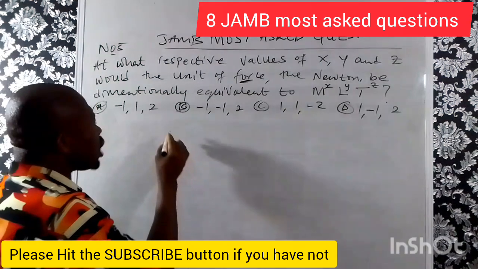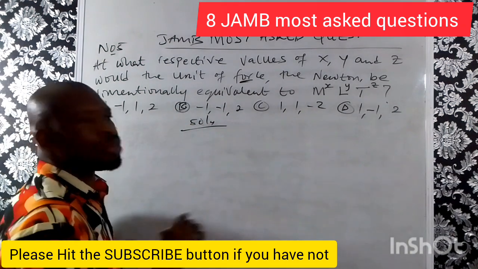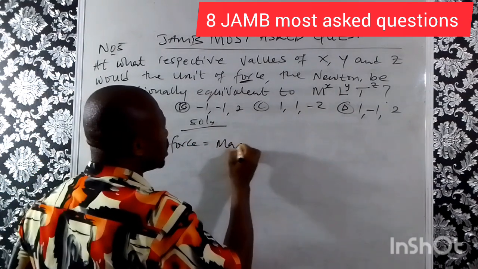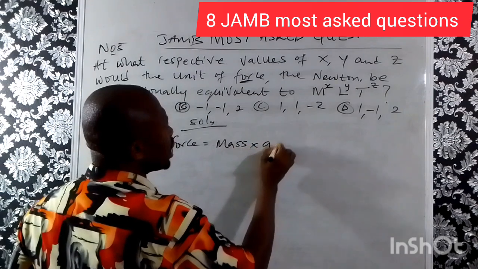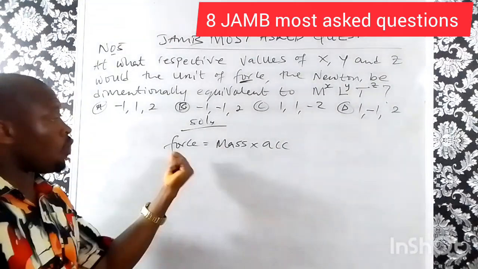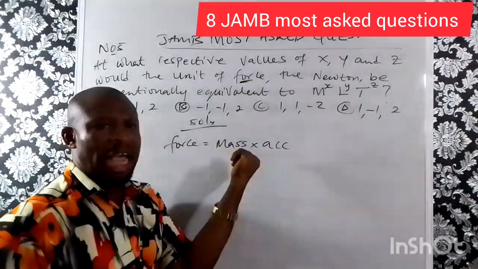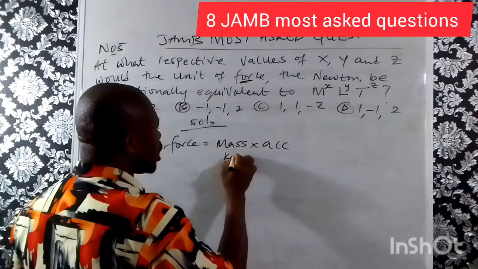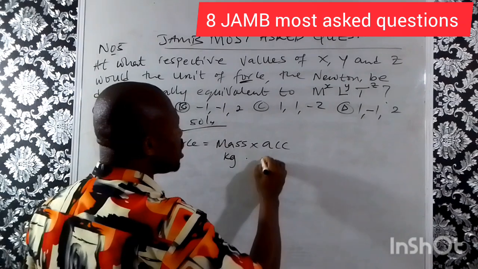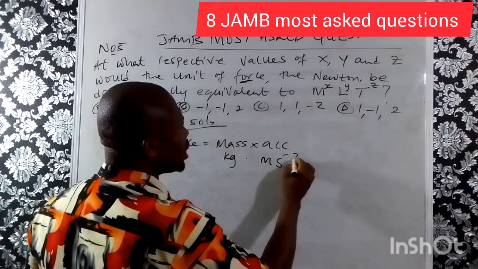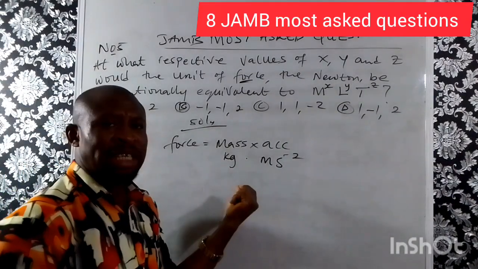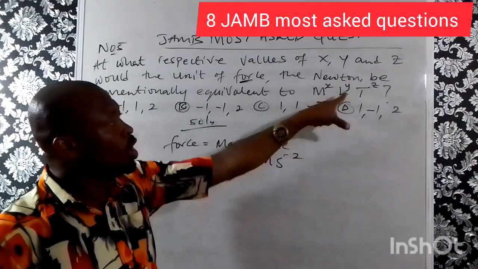Now, in this case, we now have a solution. We have that force is equal to mass times acceleration. That is an expression for force. Now, we take the SI unit. Mass is measured in kilograms. Acceleration is measured in meters per second squared. At this point now, you can introduce the dimension.